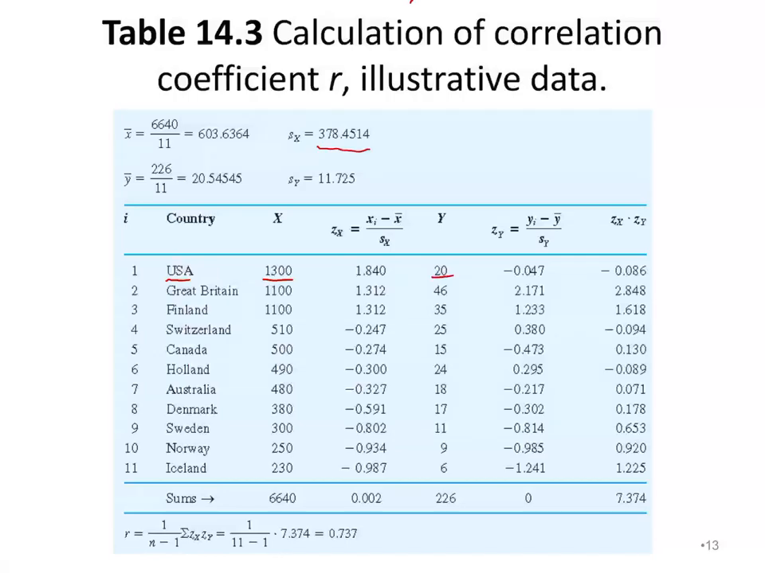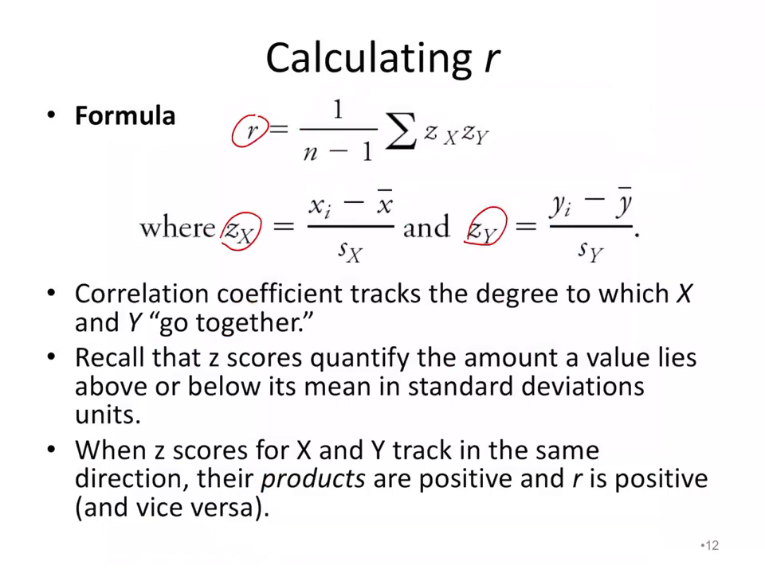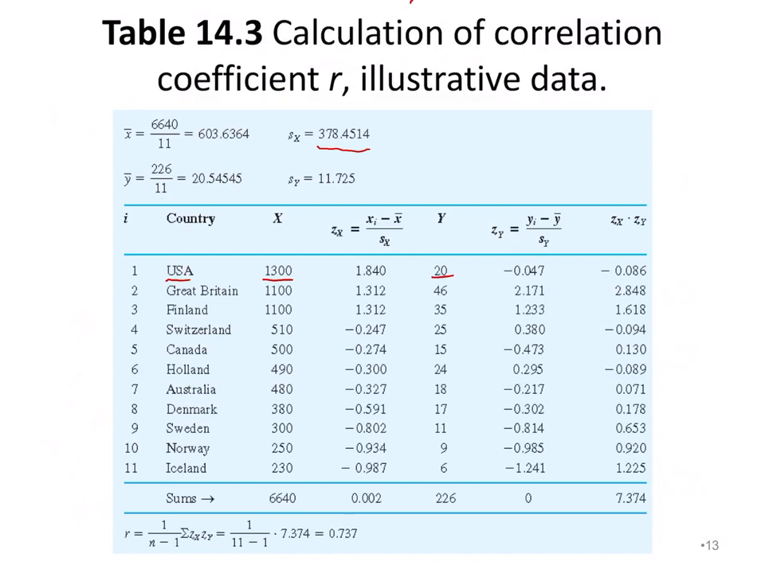Hello and welcome back to part 2 of chapter 14. So in our previous video we were calculating r as r equaling 1 over n times the sum of zx zy, where zx is x sub i minus x bar over the standard deviation of x, and zy is y sub i minus y bar over the standard deviation of y.